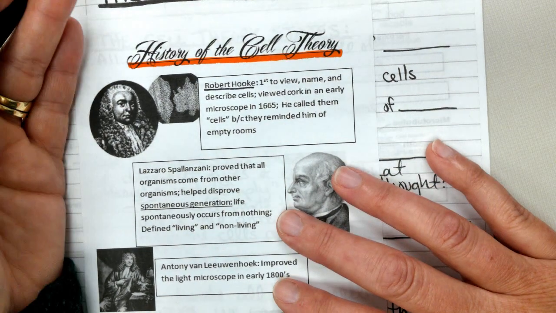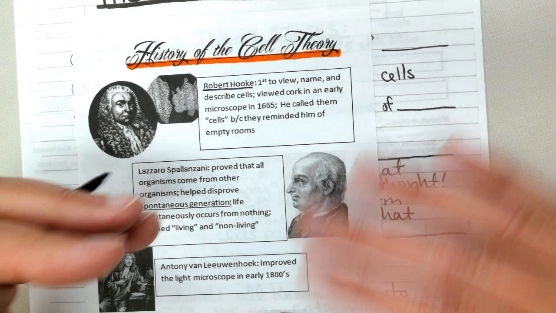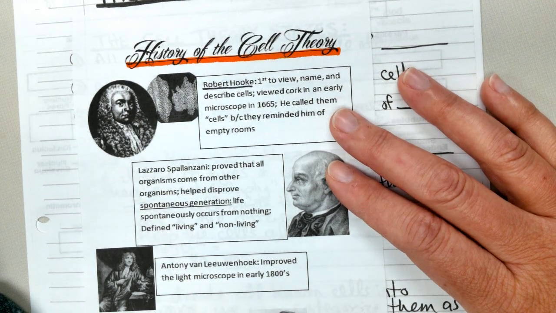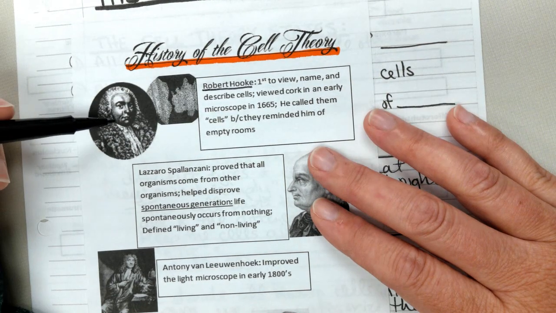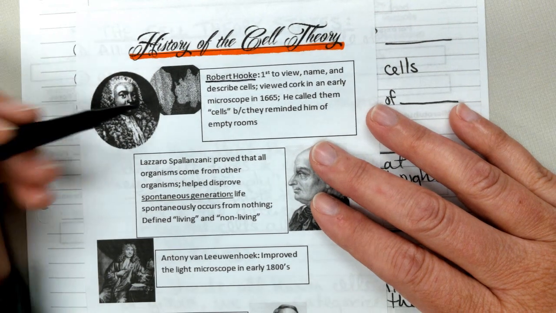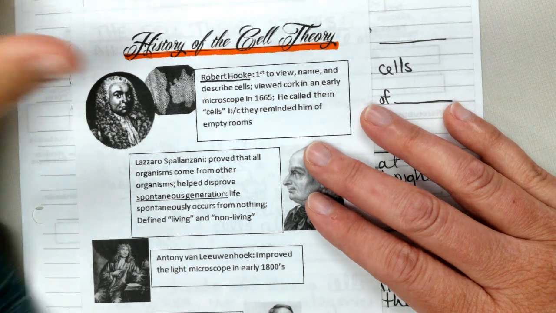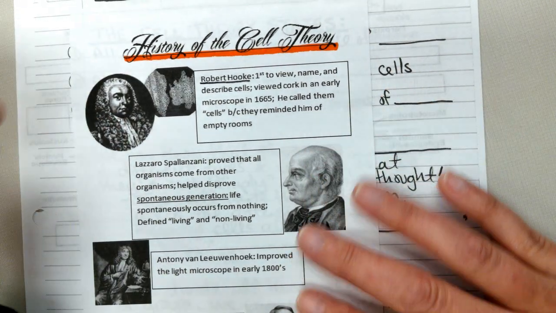Now we have better microscopes because of this guy down here. We have better microscopes, so now we know that they're not empty. But he couldn't see any more. He is the one who said, "Hey, this is what's making up this plant, and so we're going to call them cells."